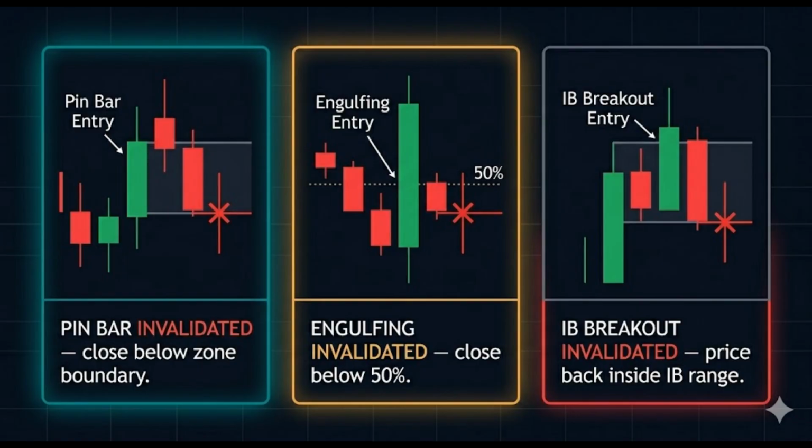The rule is the same for all three. Know your invalidation level before you enter. The trade is either right immediately or it is wrong. There is no such thing as giving an SMC confirmation trade more time to work.